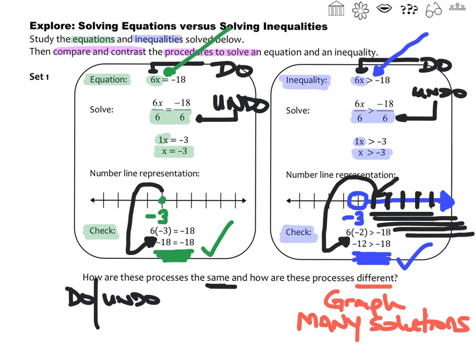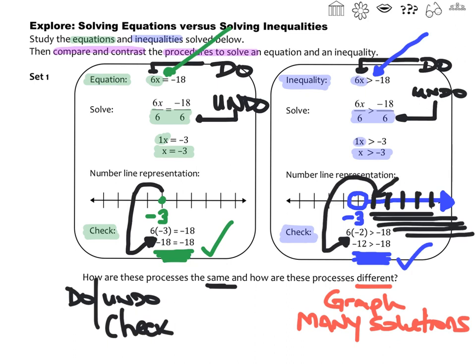Where they were the same was the manner in which I did my check. With my equation, I substituted the variable for my one solution. In my inequality, I still substituted in place of my variable, only now I could choose any solution from anywhere on the line. Notice I did not choose the value where the open circle was, because negative 3 was not included as part of my solution set.